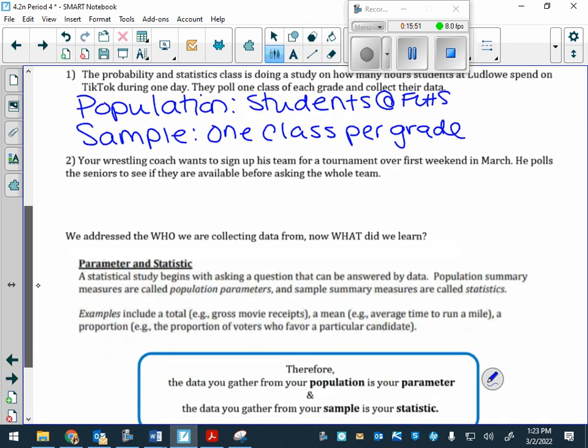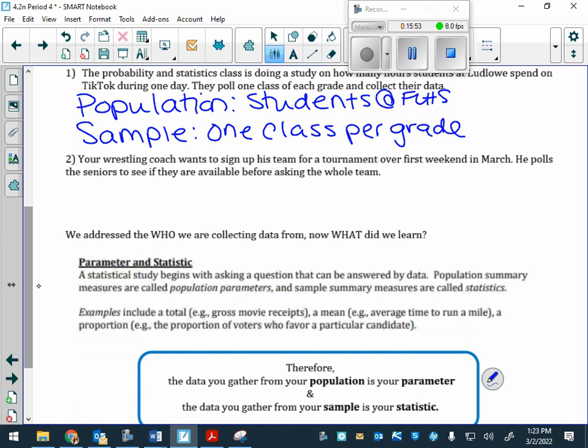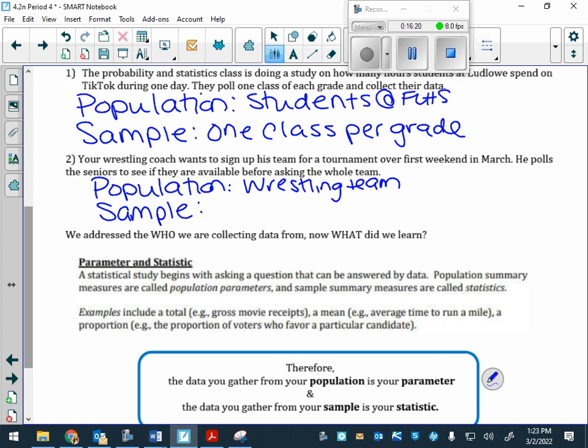All right. Now, number 2, your wrestling coach wants to sign up his team for a tournament over the first weekend in March. He polls the seniors to see if they are available before asking the whole team. What is the population? Addison? Good. Okay. Population is a wrestling team. What is the sample? Liam? Yep.